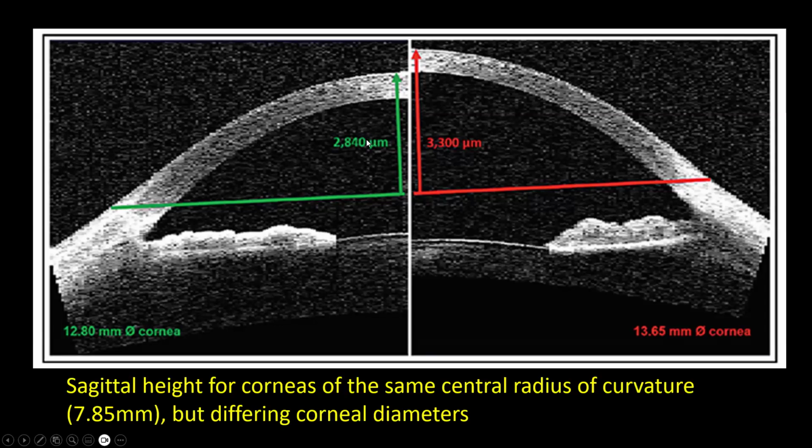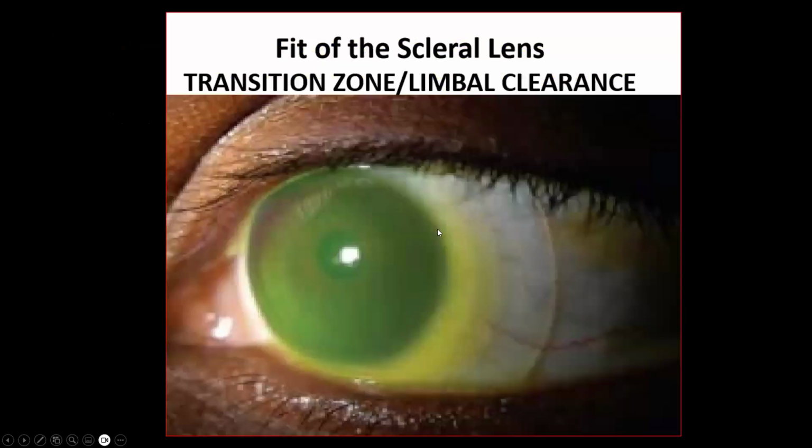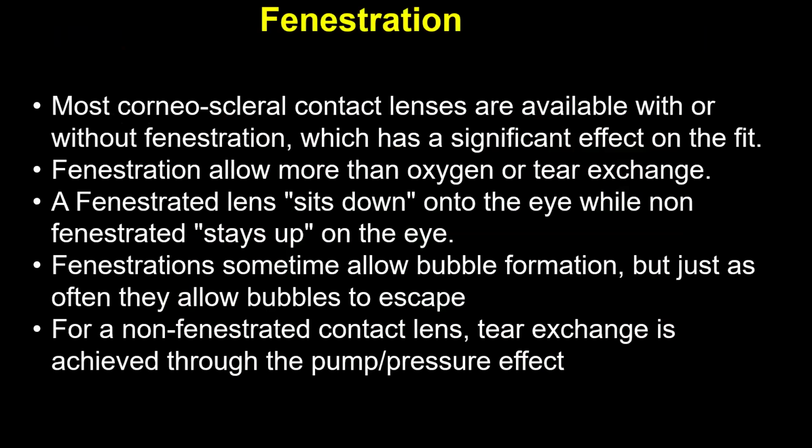2,840 microns, and look at the reservoir here. This is a higher sagittal height, and you have more reservoir here. So the higher the height, the more reservoir you are going to have. So the lens edge or landing is where the lens sits on the sclera, and that is helpful to improve stability and comfort. That's what I've explained for illustration.